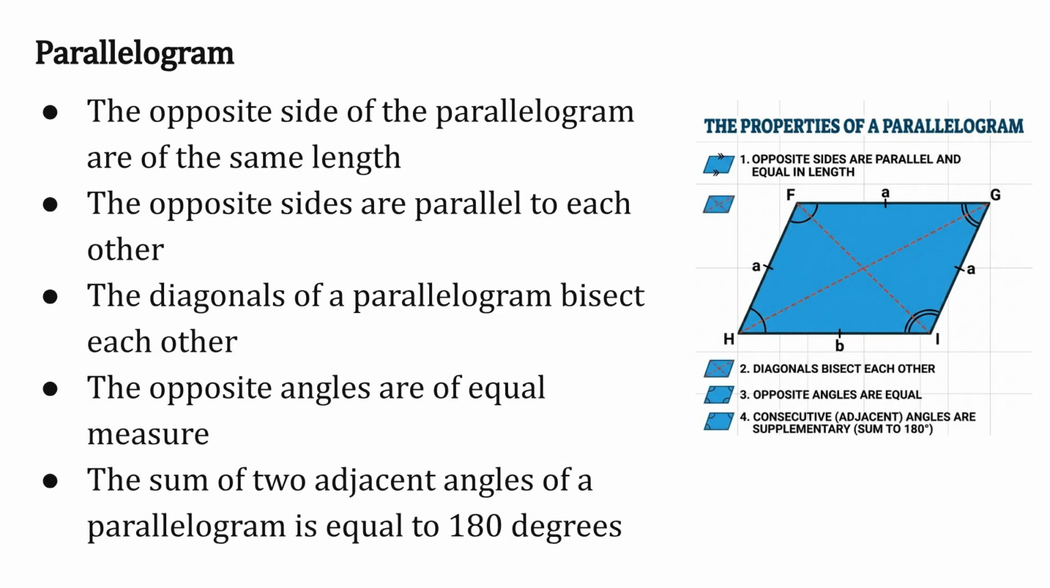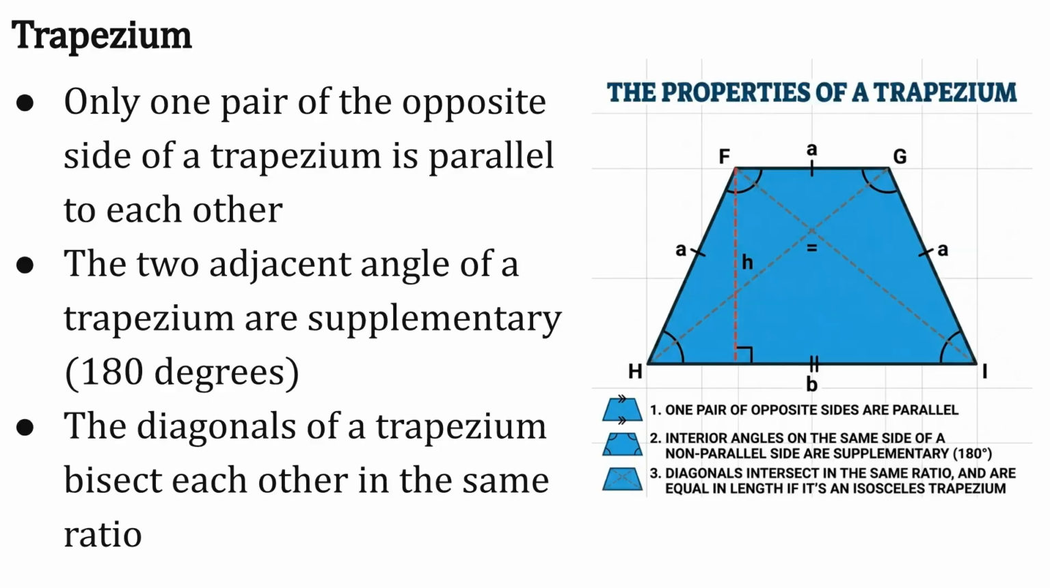Parallelogram. The opposite sides of a parallelogram are of the same length. The opposite sides are parallel to each other. The diagonals of a parallelogram bisect each other. The opposite angles are of equal measure. The sum of two adjacent angles of a parallelogram is equal to 180 degrees.